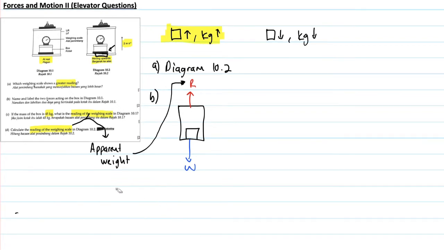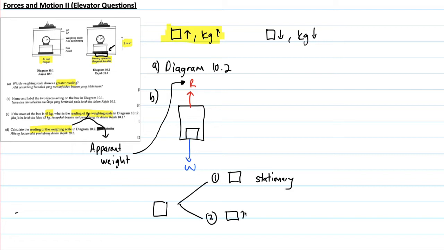Before we tackle question C, I want to give a quick briefing on the three possible outcomes in this question. When we have a lift, there are three possible things that can happen. Number one, the lift is stationary. Number two, the lift is moving upwards. And number three, the lift is moving downwards. When the lift is stationary, all the forces are balanced. So the resultant force is 0, equals R minus W, which also means that R equals W.